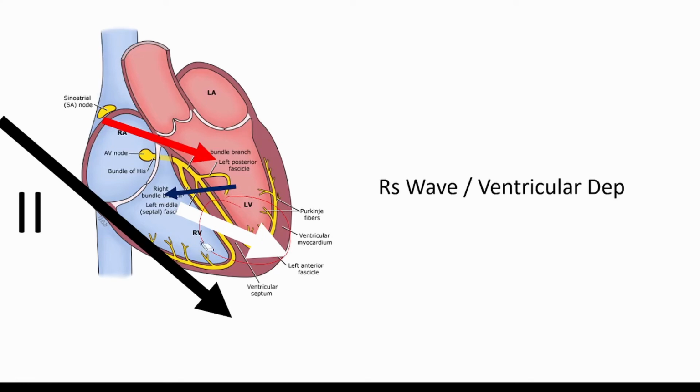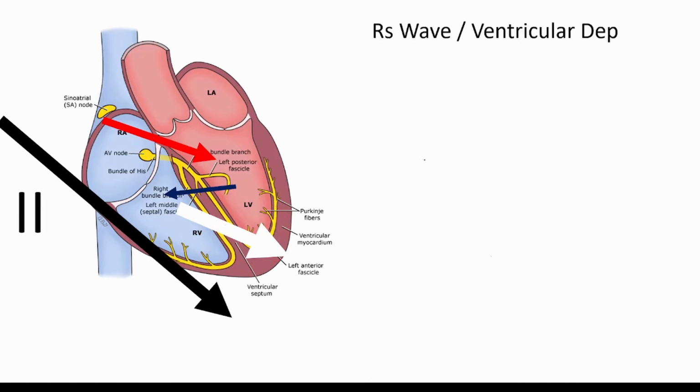So what exactly happens? Okay, so I'm going to draw an image again to represent this movement. So we have our AV node, our bundle of His, our right and left bundle branches. We have our left fascicles, our posterior and our anterior fascicle, and our right fascicle here, and they give off our Purkinje fibers.